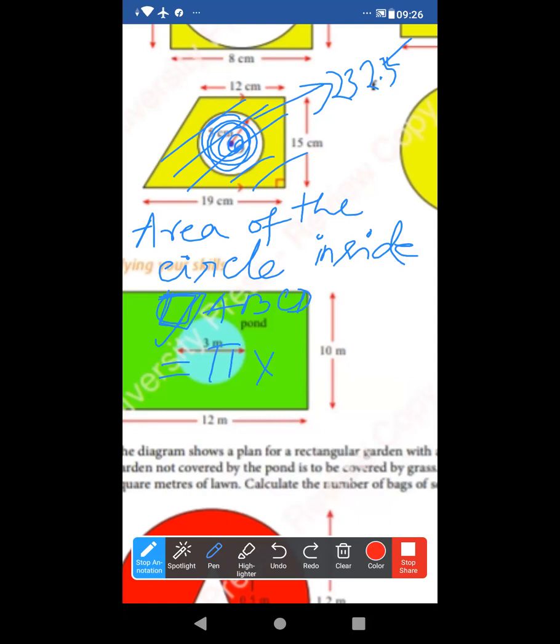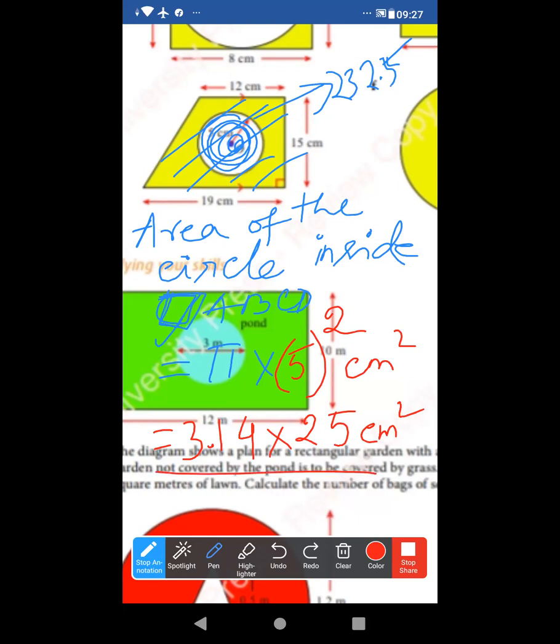3.14 into 25 centimeter square. What is the 25 centimeter square? At first mention it: 5 square, then centimeter square. Yes, ma'am, 3 decimal 1 4. Now just do the calculation, into 25 centimeter square. You have done this calculation in the last class also, but the only difference here is a decimal point.